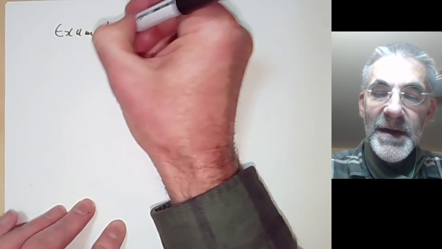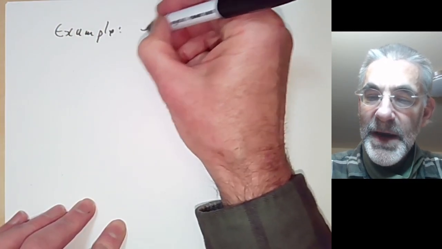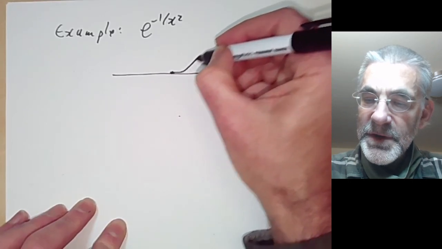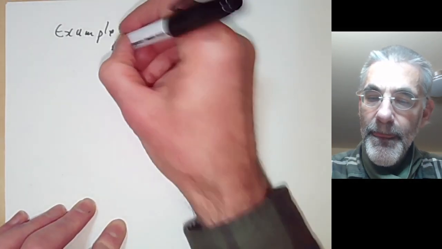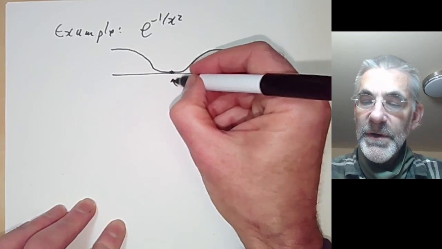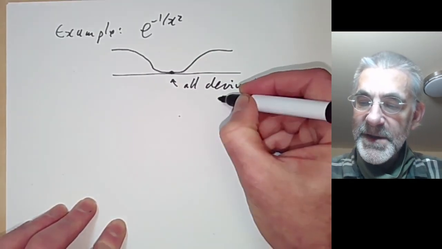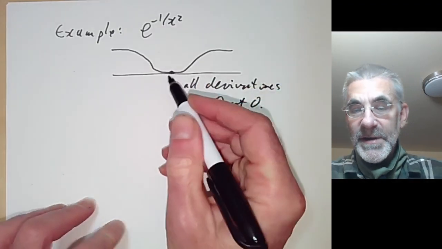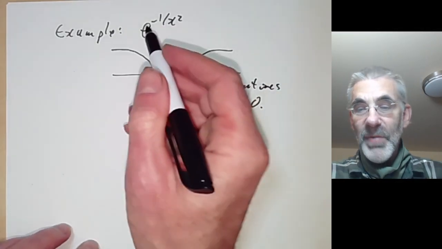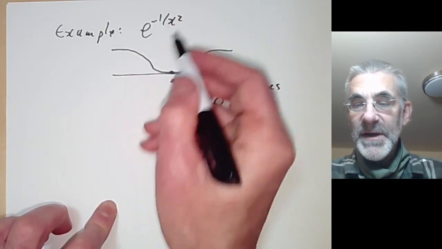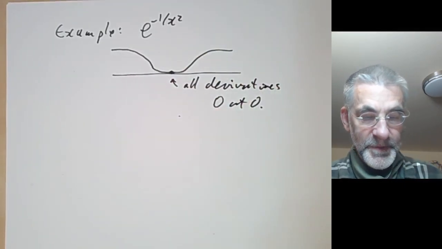So for real functions, of course, this just fails totally. The classical example of this is e to the minus 1 over x squared. It sort of looks a bit like this, and all derivatives are 0 at the origin. So the Taylor series converges, but it doesn't converge to this function at all, even though this function is infinitely differentiable.